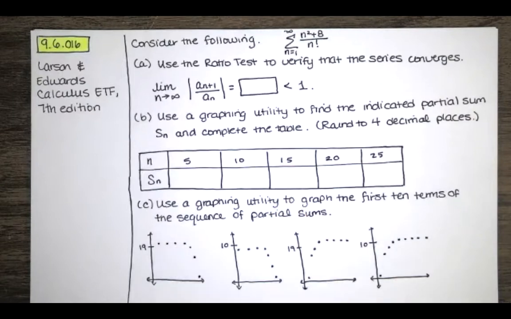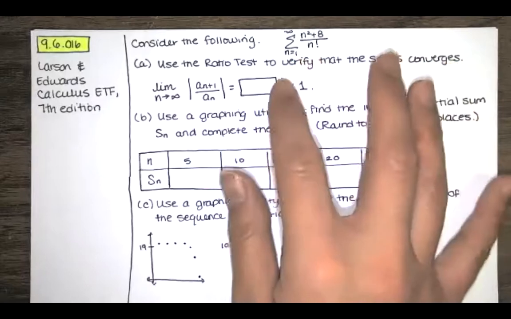And then in part C, we're asked to use a graphing utility to graph the first 10 partial sums of the sequence. I don't think that that's necessary here. We're just going to use the process of elimination to eliminate the 3 graphs that are not appropriate here, and then choose the correct graph. Okay, so let's start with this ratio test.